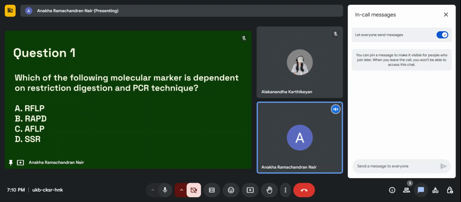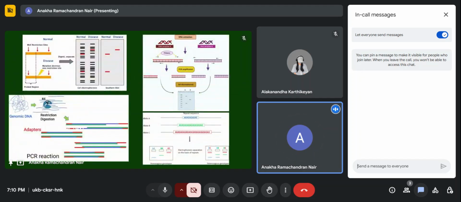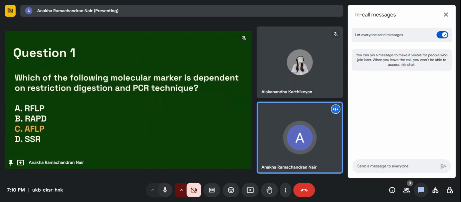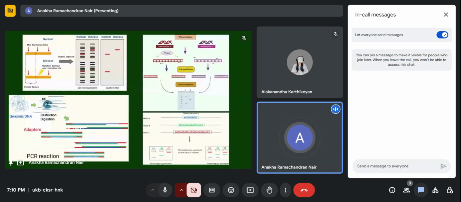AFLP. All right. Just before we move on, let me tell you in brief about each of these techniques. But let's see what the answer is first so that you know if you're right or not. Yes, you're right. The answer is AFLP, and it is the molecular marker which is dependent on both restriction digestion and PCR techniques.